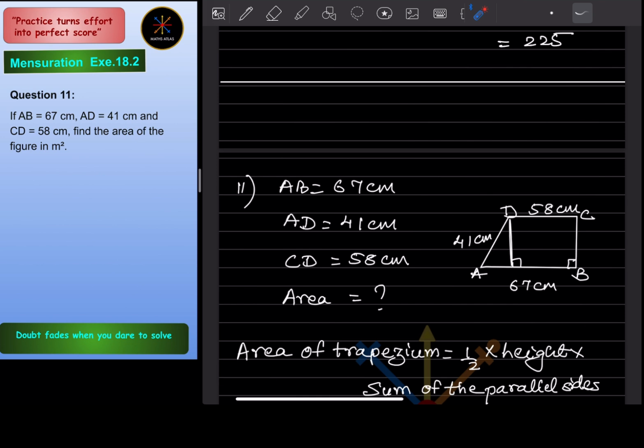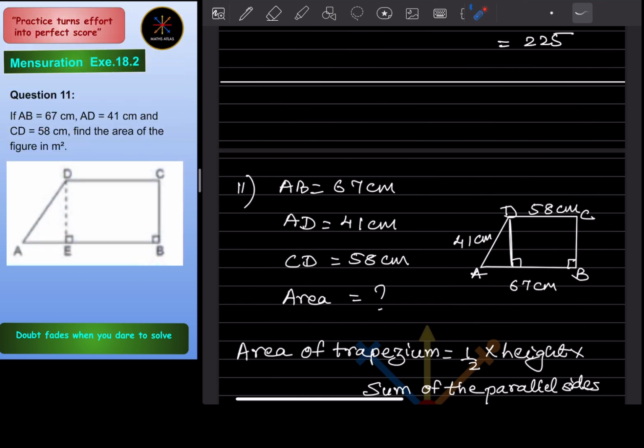If AB is 67 centimeter, AD is 41 centimeter and CD is 58 centimeter, find the area of the figure in meter square. So this is the figure given. You can have a look at it on the left hand side. Here, the same figure I have roughly drawn. It's given AB is 67, so this AB is going to be 67. AD is 41, so this AD is 41. And CD is 58, so CD is 58. We have to find the area of it. So here again, these are the given things and we want the area.